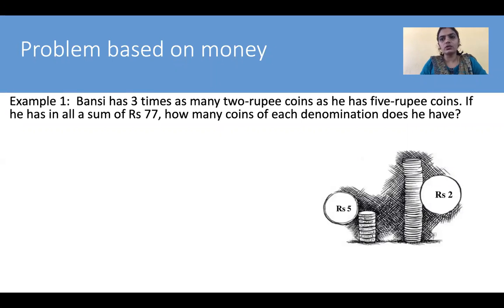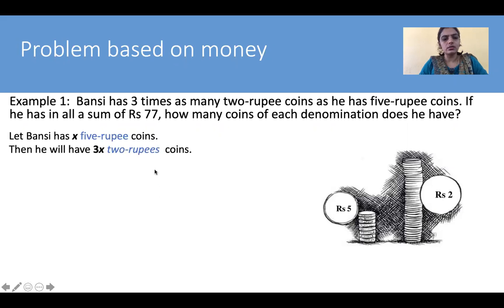Today we are going to discuss problems on money. Our first question is, Bansi has 3 times as many 2 rupee coins as he has 5 rupee coins. It means if Bansi has x 5 rupee coins, then he has 3x 2 rupee coins.